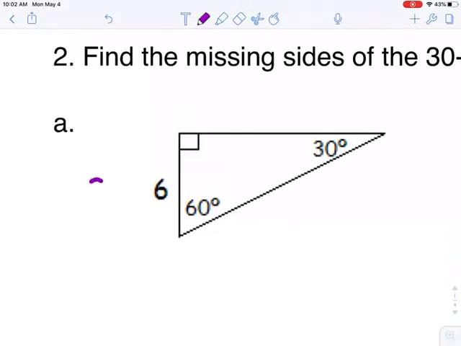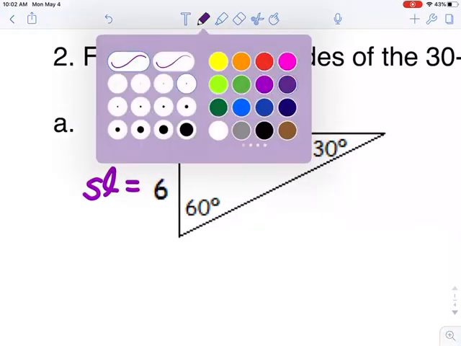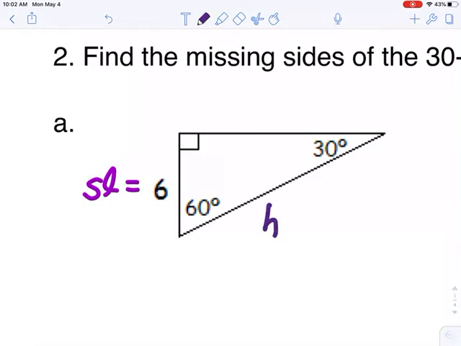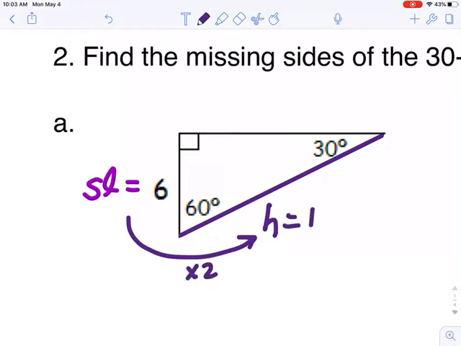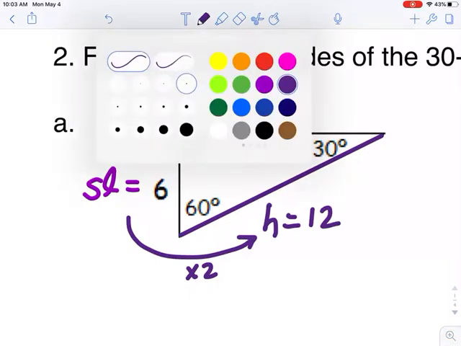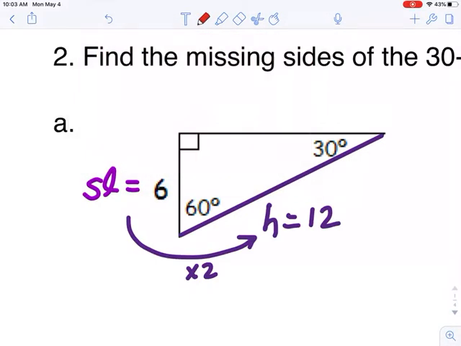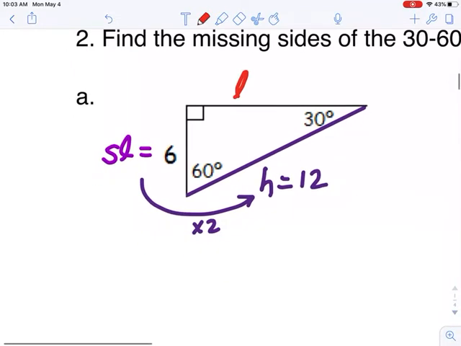So we have the short leg is equal to 6. So short leg to hypotenuse. This is the hypotenuse because it's opposite the right angle. It's multiplied by 2 because I cut the equilateral triangle in half. So that's 12. Let's call the long leg, we'll call it L for a long leg.